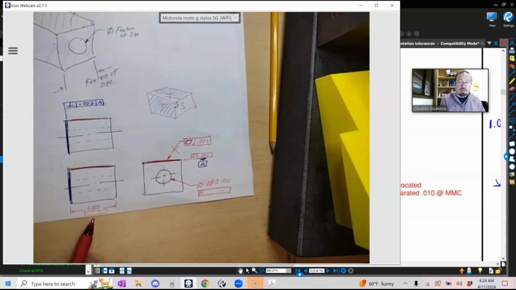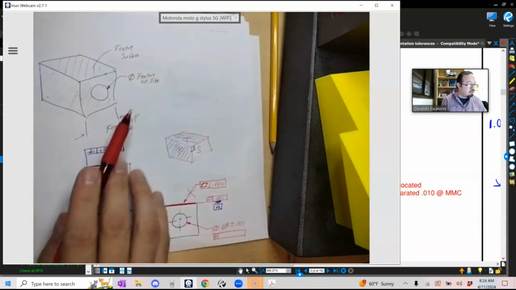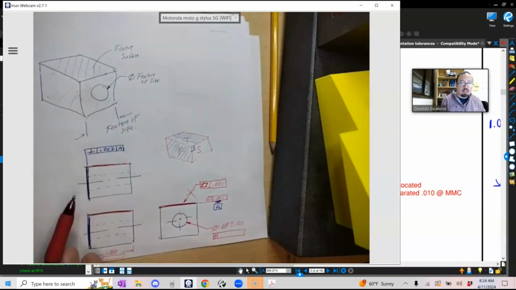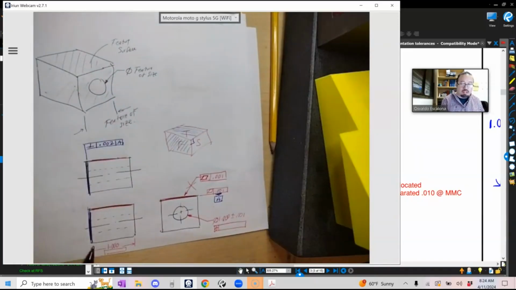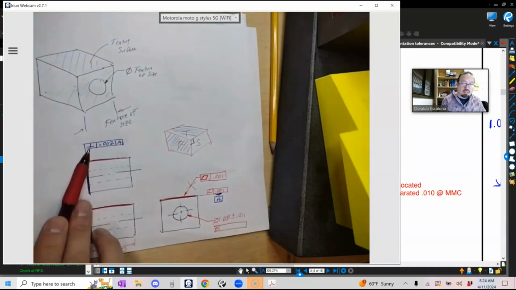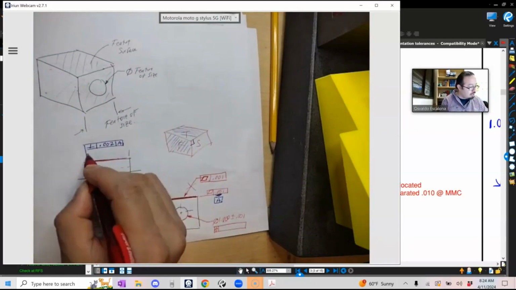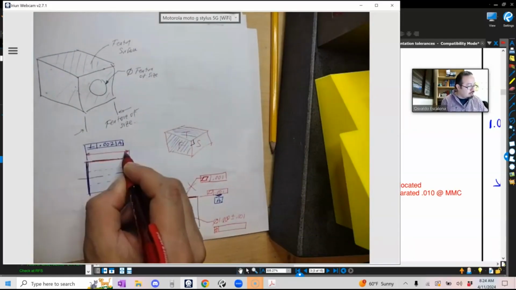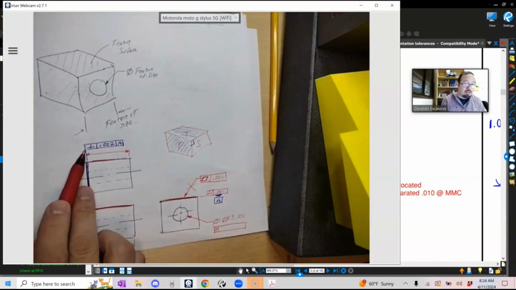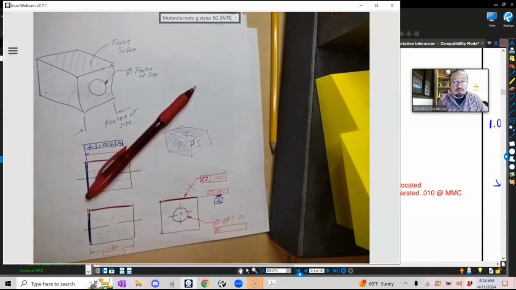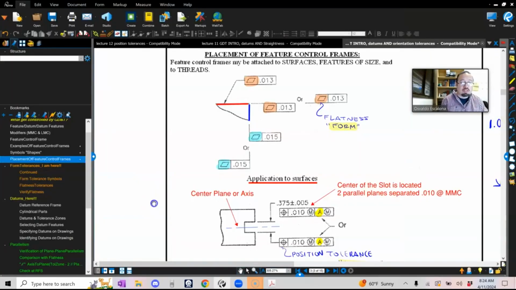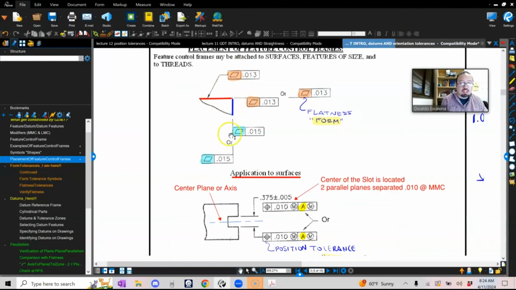You want to keep your features of size and your features of surfaces separate. Make sure that you move away from any dimension. If you are doing a feature of surface, and you have a dimension here, you want to move the control away from the dimension. Otherwise it means something different. So we will talk about what the difference is. Again, extension.